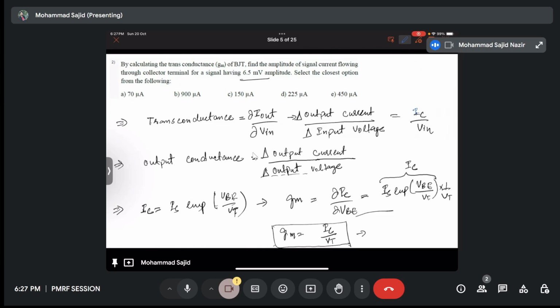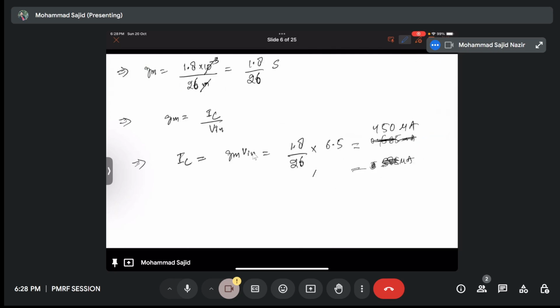Here it should be IC. So transconductance is output current by input voltage. So you will use this formula. And output conductance is the change in the output current with the change in the output voltage. So if I use this formula for collector current, IC equals IS exponential VB by VT, GM will be dIC by dVB, which is given by this equation, and it is equivalent to IC by VT. So transconductance is given by IC by VT.